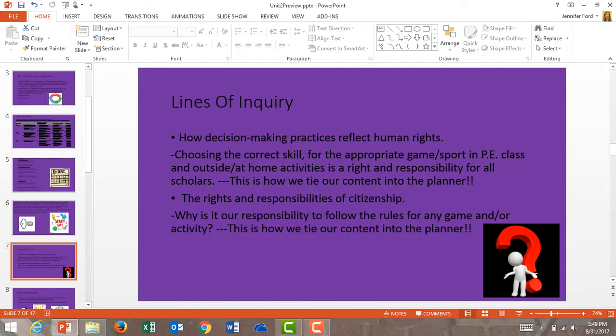So basically, the fact that we can choose the skill is a right and responsibility, meaning that if we're supposed to be running in a curved pathway so we don't run into people or equipment, that's our responsibility, that's our right, we need to take care of that. Rights and responsibilities of citizenship: why is it our responsibility to follow the rules for any game or activity? Yeah, and we talk about that. We are citizens of our PE class, and if you don't follow the rules for a game, we're not safe and it's not fair. We go through all of that.